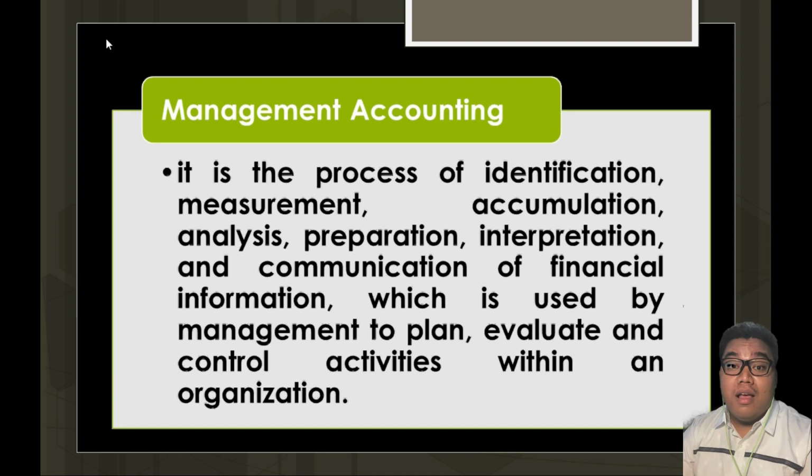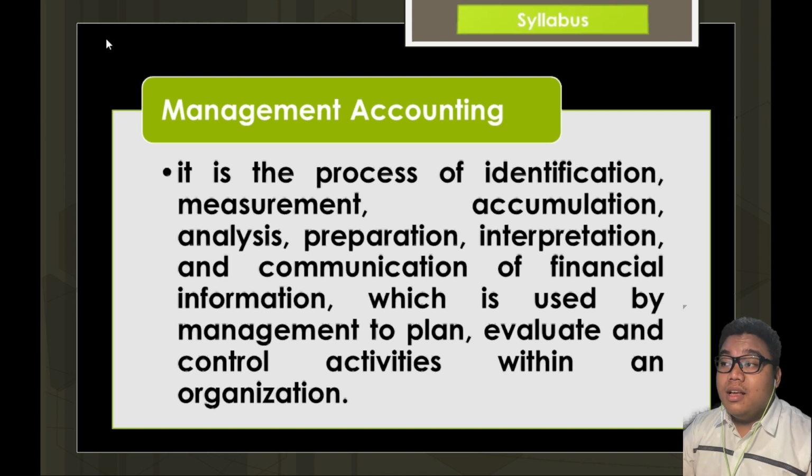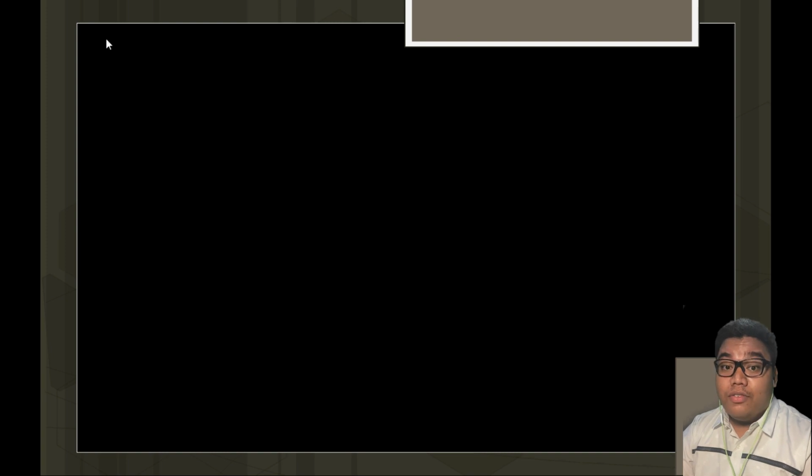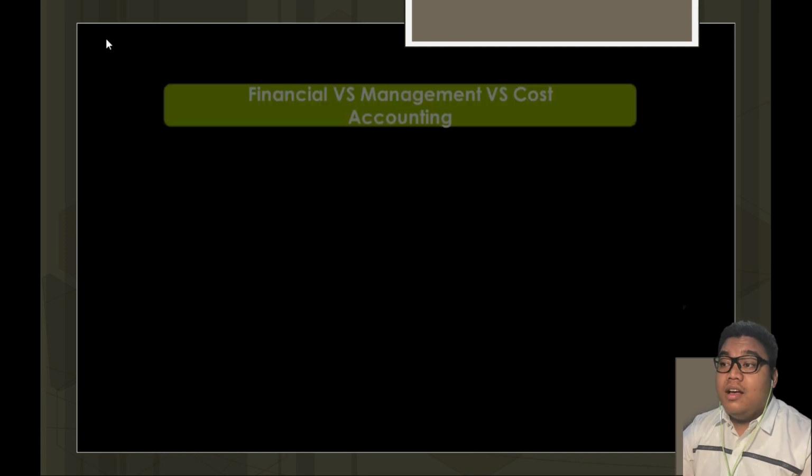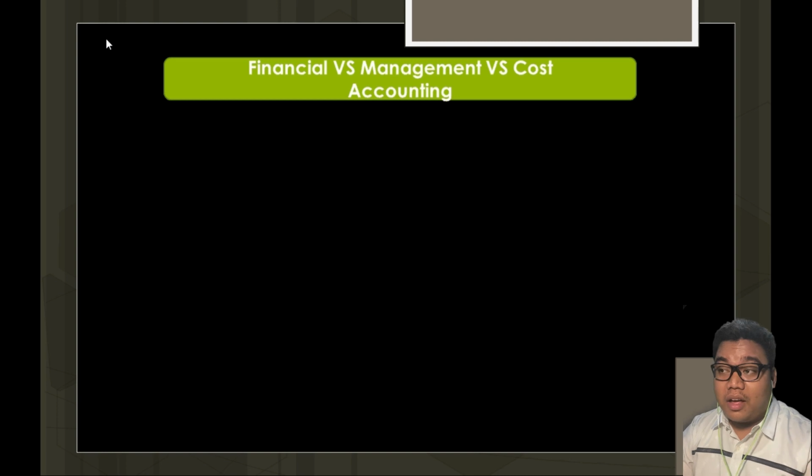Generally, accounting means the data accumulation process, and the purpose of that data accumulation process is what differs this field of accounting from other fields of accounting. So what is the difference of management accounting across all other fields of accounting? In here, let us compare management accounting with financial and cost accounting.